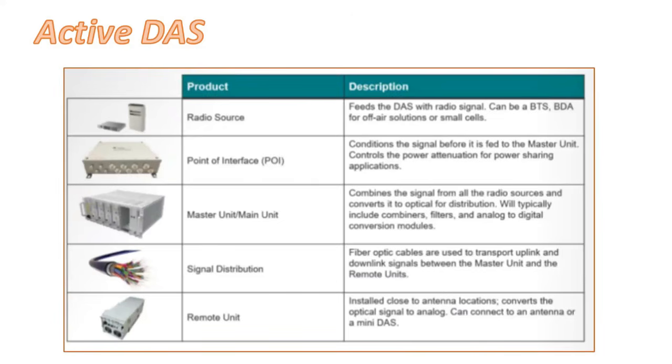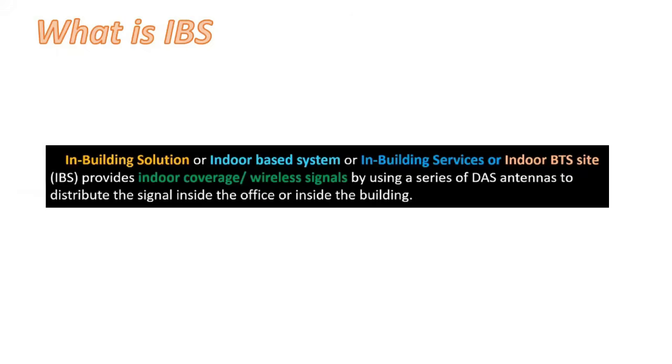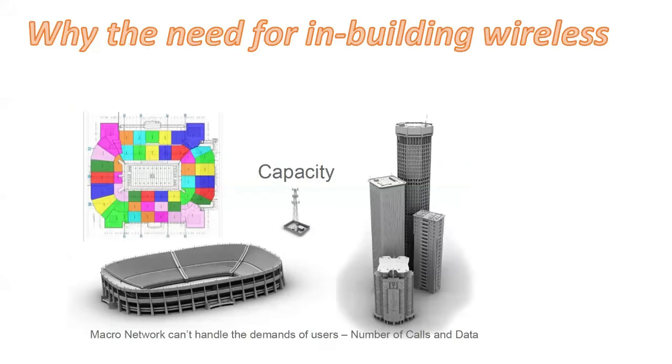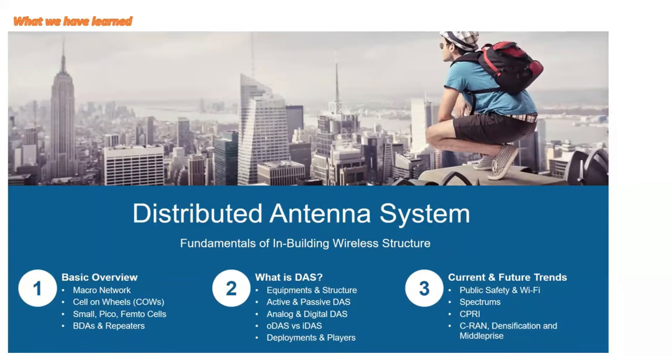And for active DAS, we have discussed main components like radio source, POI, master unit, signal distribution, and the remote unit. So again, what is IBS? The in-building solution, or the indoor base system, or the in-building services, or indoor BTS site, provides indoor wireless coverage by using a series of DAS antennas to distribute the signal inside the office or inside the building. And why we need it? To improve the coverage, to improve the capacity, right? So we have learned the basic overview, then we have learned what is DAS, and then we have learned current and future.